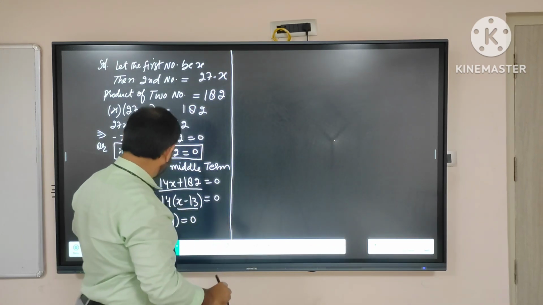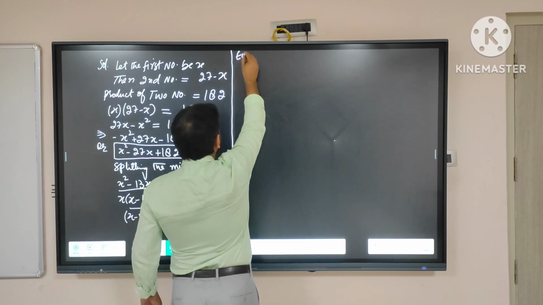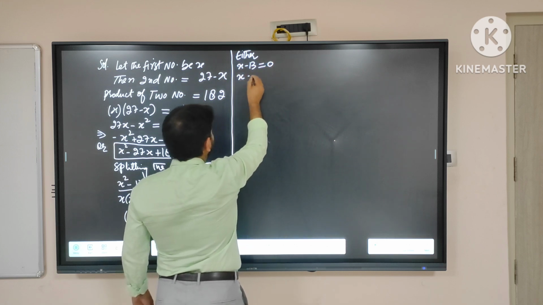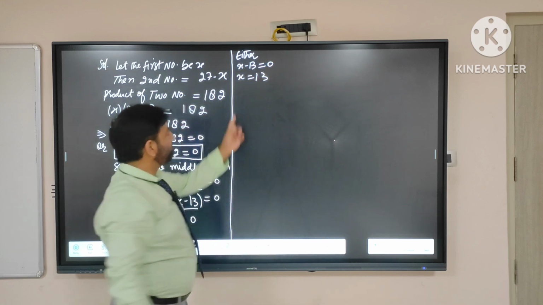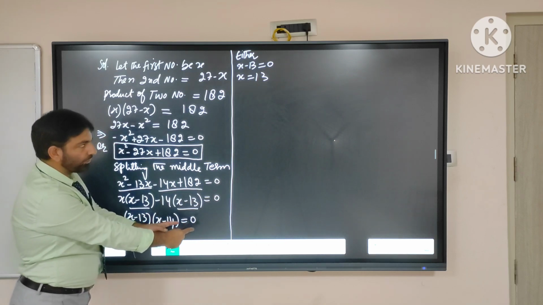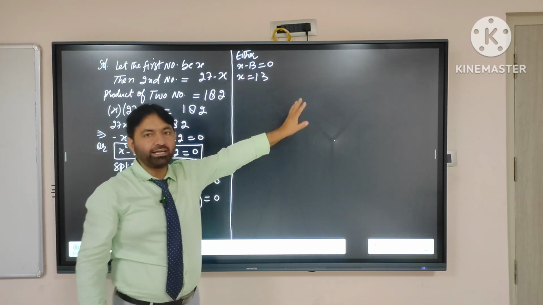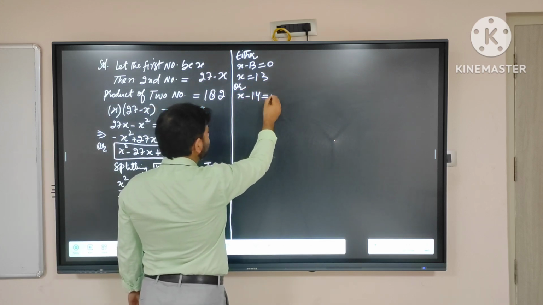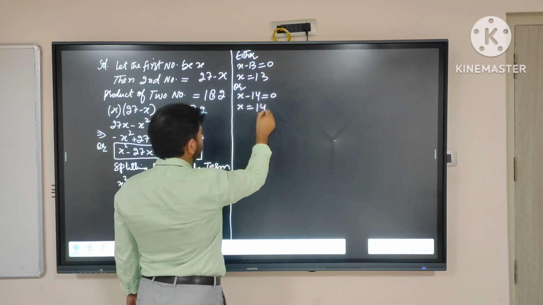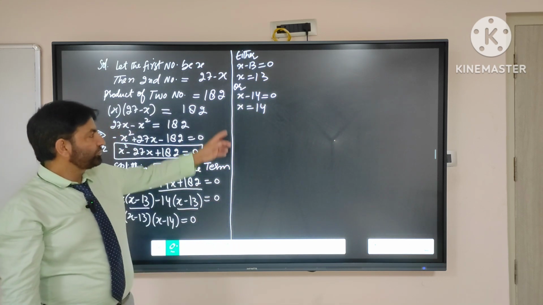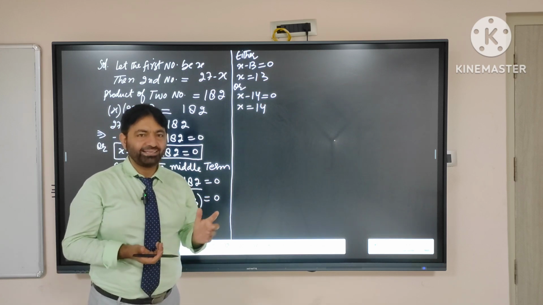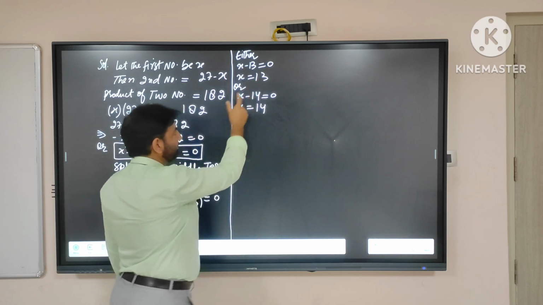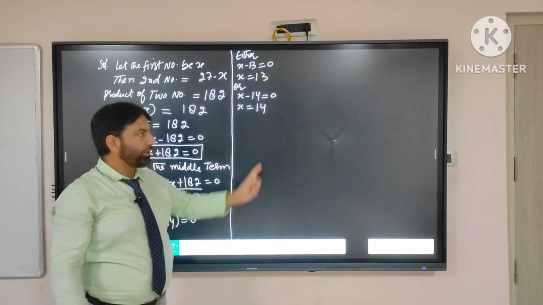Let's draw a line here. Either x minus 13 is equal to 0, x is equal to 13. When I transfer, I will first compare this with 0. So when I transfer 13 to the right-hand side, it will be positive. Or x minus 14 is equal to 0, x is equal to 14. So we have values of x, which we also call roots. So now either the value of x is 13 or 14.